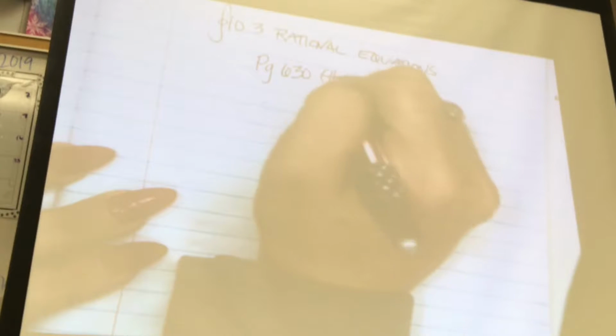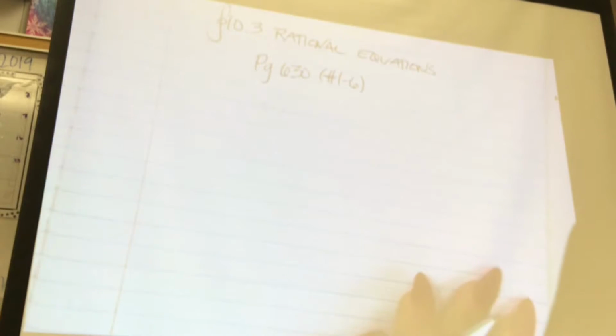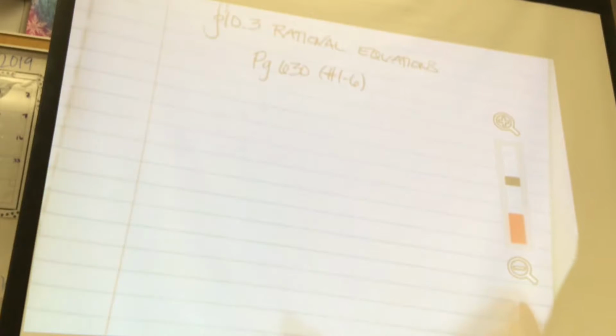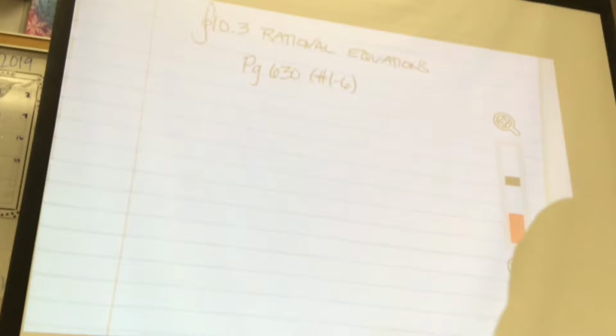Tonight's homework is page 630. Really guys? Really? It is actually a very short assignment because I want to make sure that you get all of them right. So I want to do as many as I can with you today. That way you feel good about solving rational equations.